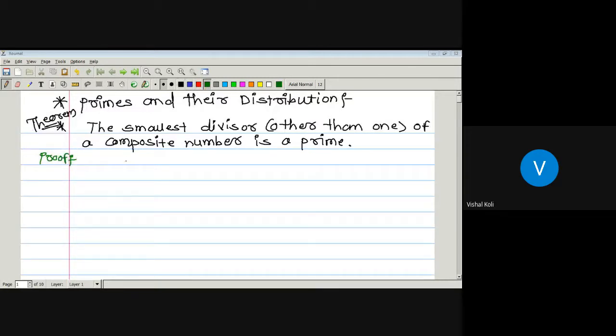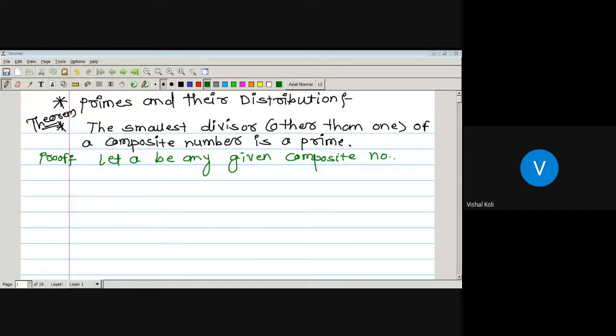Let a be any given composite number. As it is a composite number, it must have a divisor other than 1 and the element itself, by the definition of prime number. There are only two types of numbers, composite and prime. What is a prime number? Any number is said to be prime if its only positive divisors are 1 and that element itself. Any number which is not prime is said to be composite.